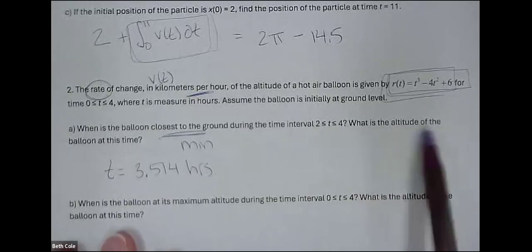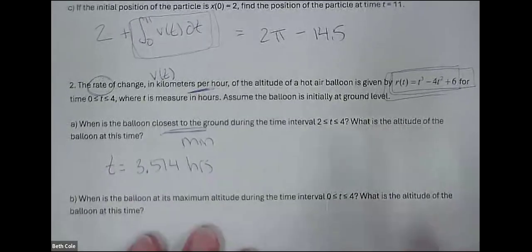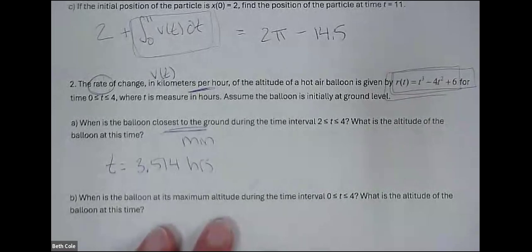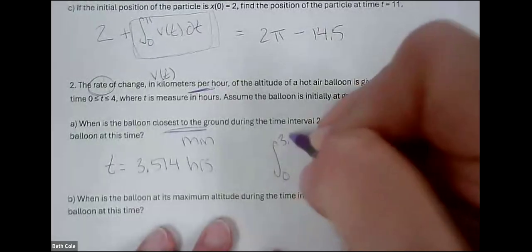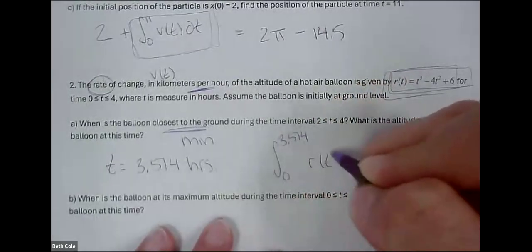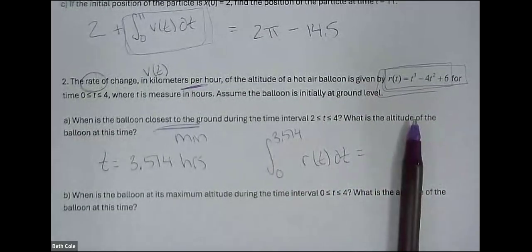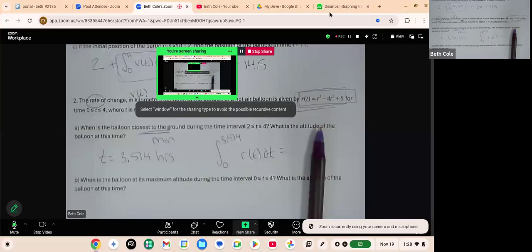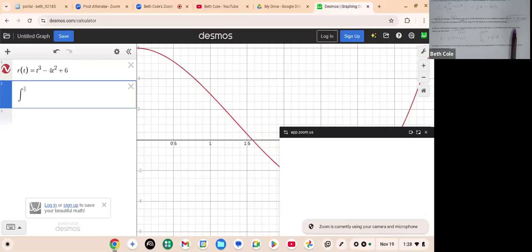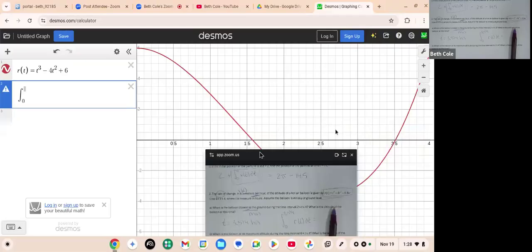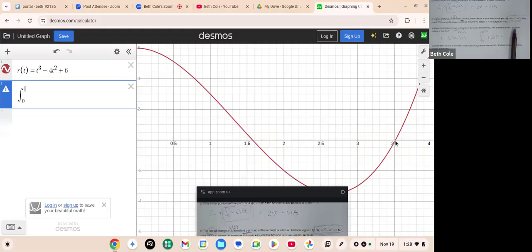Now follow-up question. What is the altitude of the balloon at that time? What am I going to set up now to do that? Integral from when to when? Yeah, 0 to that number, of R of t dt. Your rate is always what goes inside of the integral. You want to type as many of the decimal points as you can so that it will be accurate enough. So I'm going to do integral 0 to, hold on, let me find this again. I see your hand. Let me finish typing it. 3.51414.